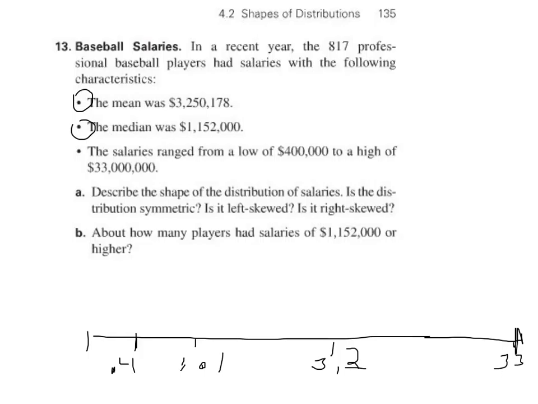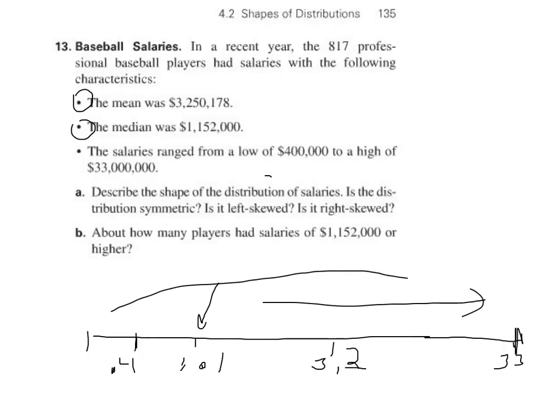So that tells me, since the median is here, half the data is less than that, and the other half is spread out all that way. I've got a tail that's way out to the right. That would tell me that this is a right skewed distribution. Salary distributions typically are right skewed, though I won't say that's always true, but typically they are.